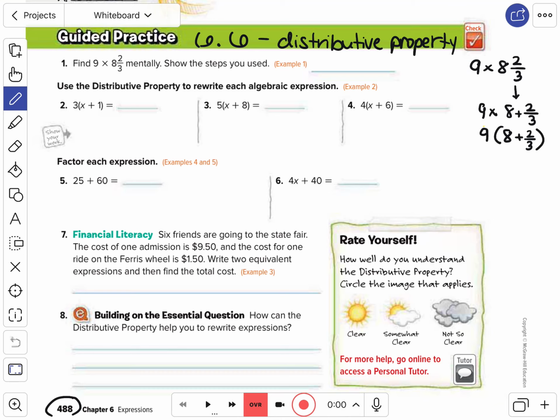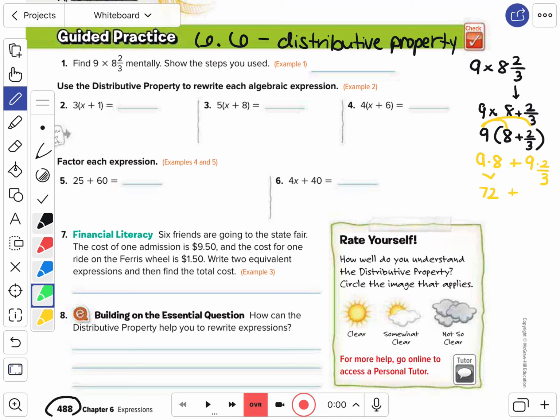So first we would multiply 9 times 8 and then bring down the symbol that's in the middle. In this case, it's addition. Sometimes it could be subtraction. Plus, and now we're going to multiply 9 again, but times 2/3. So I multiplied the 9 with the 8 plus the 9 with the 2/3. Now we could simplify using order of operations. So we got to do multiplication first. So 9 times 8 is 72 plus 9 times 2/3.